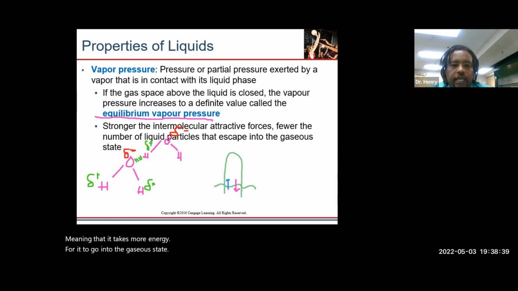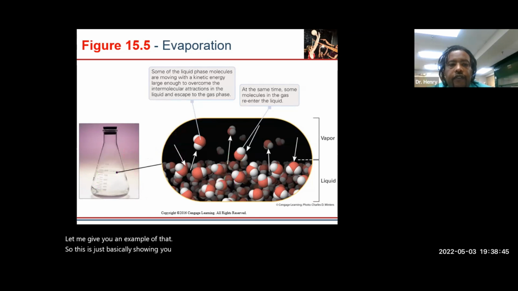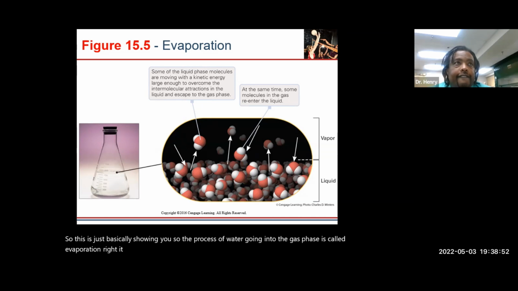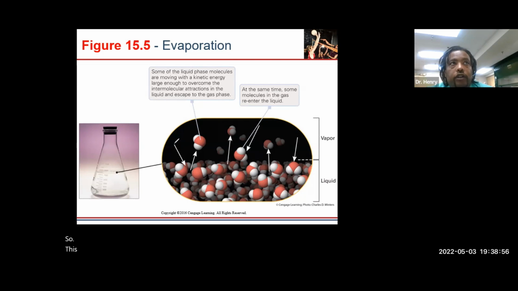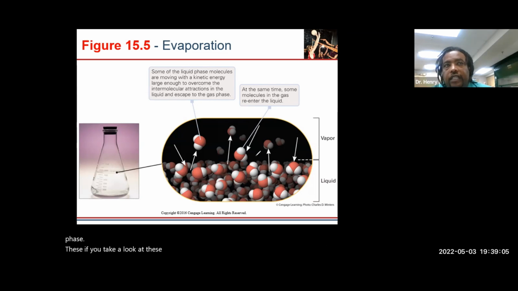Okay, so let me give you an example of that. So this is just basically showing you. The process of water going into the gas phase is called evaporation, right? It evaporates. Okay. So this here shows us water coming back into the liquid phase. This is going into the gas phase. So if you take a look at these guys, they are all going into the gas phase. These guys are coming back. Okay. Liquid phase, gas phase.